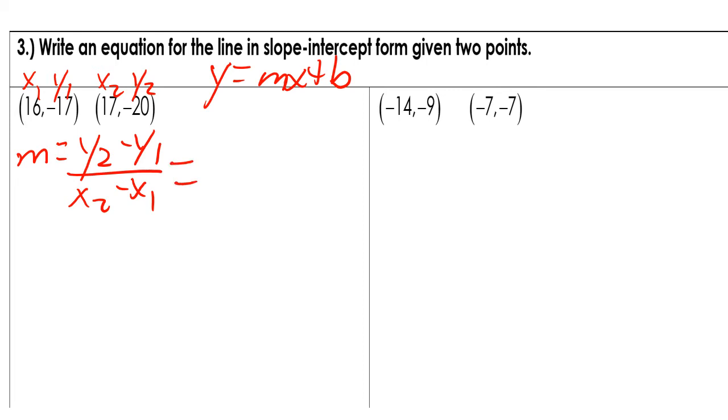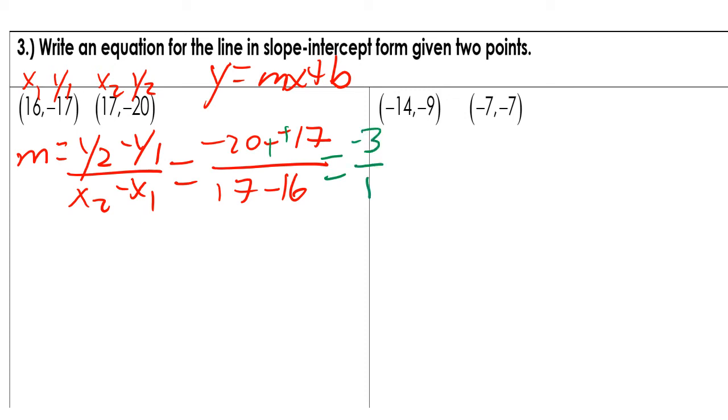So, -20 minus -17 over 17 minus 16. Minus negative becomes plus positive. -20 plus 17 is -3. 17 minus 16 is 1, so the slope is -3 over 1.